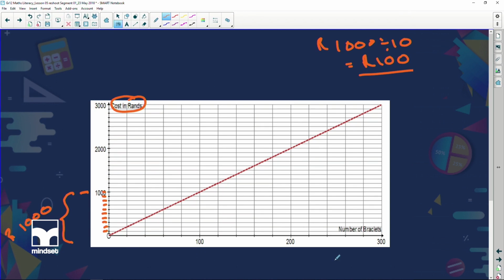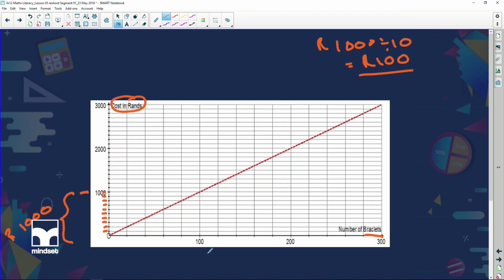Let's have a look at our horizontal scale. Now, we've got numbers here, 100, 200, 300. What does that 100, 200, 300 actually represent? It represents bracelets. Okay, so this question is probably about, you know what, I'm going off to a shop, I'm buying some bracelets. How much is it going to cost me to buy so many bracelets? Or if I've got 2,000 Rand, how many bracelets could I buy? Got it? So we've got bracelets, 100 bracelets.